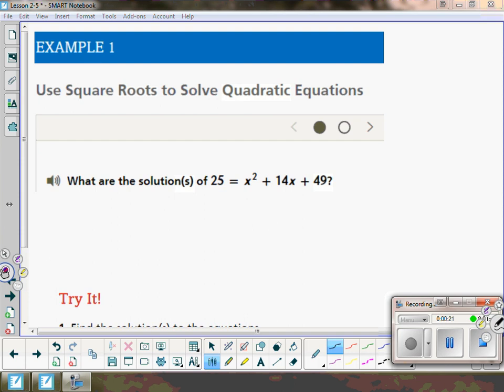This method works best when one side of the equation is a perfect square trinomial, and ideally the other side of the equation is something that you can take the square root of. Okay? Just a reminder on the green part there what a perfect square trinomial looks like.